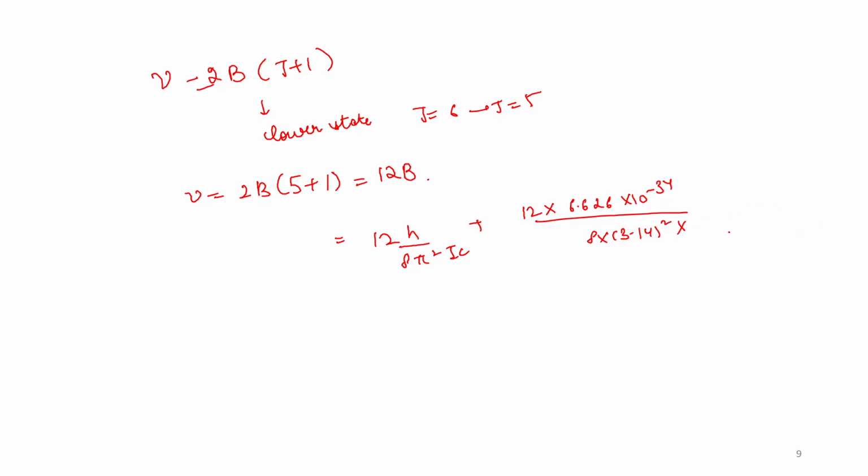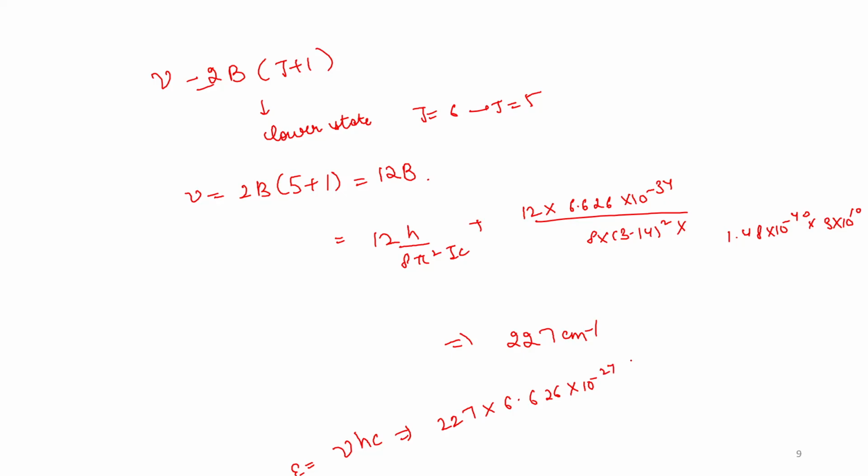And what was the value of I? I was 1.48 into 10 raised to the minus 40, and c is 3 into 10 raised to the 10. So after solving, it will be 227 centimeter inverse. Now we know the relation between energy and frequency: E equals ν̃hc, that is 227 into 6.626 into 10 raised to minus 27 into 3 into 10 raised to 10. So it will be 4.50 into 10 raised to minus 14 per molecule. So this is the value of energy.